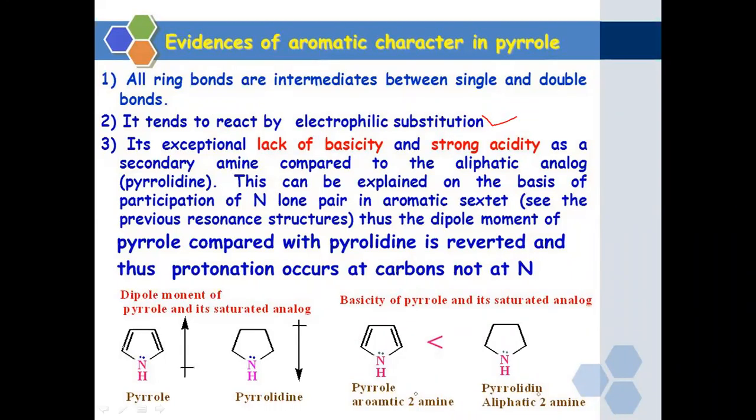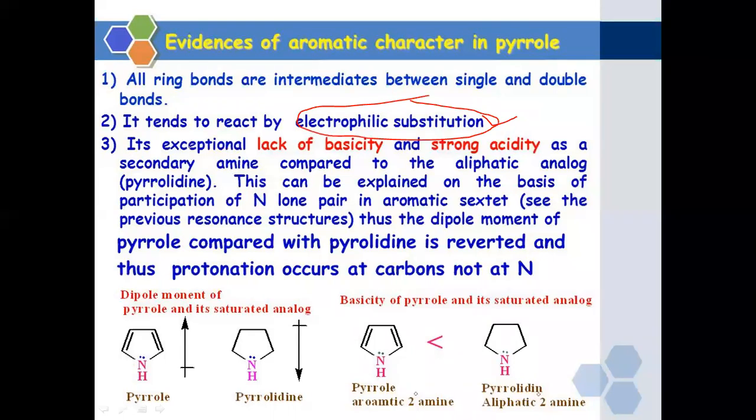First one is the cyclic planar, then there is the alternate single and double bond, means there is the conjugation, and due to this nature it is able to react with the electrophilic species and give the substitution. That's why it gives electrophilic substitution reaction. So these are the characteristic properties of an aromatic compound.